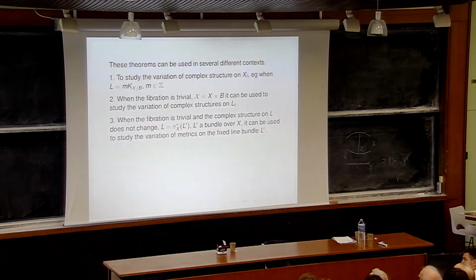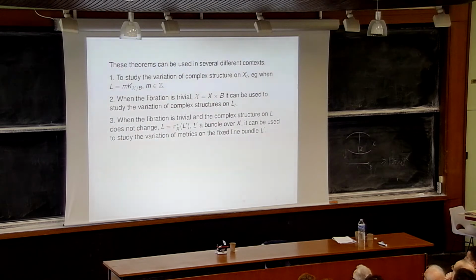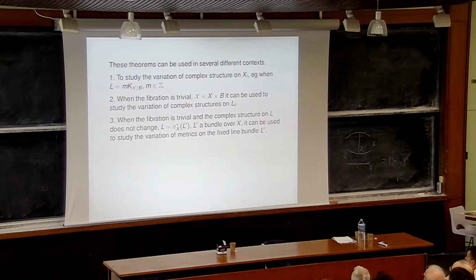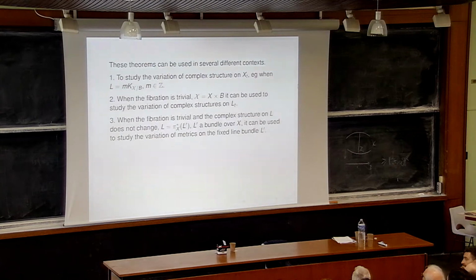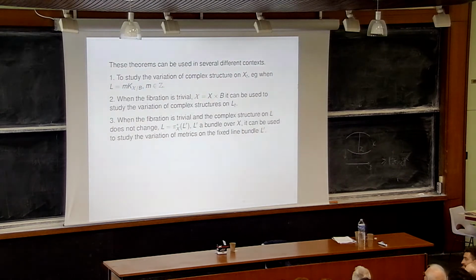So the line bundle is just a pullback to the total space of a fixed bundle on X. So say X is like this. I take a fixed bundle on that one. I pull it back to the total space. So I get something which is the same on all fibers. And the only thing then that changes is the metrics on the line bundle. So you can use it to study variations of metrics on one fixed line bundle over one fixed manifold.